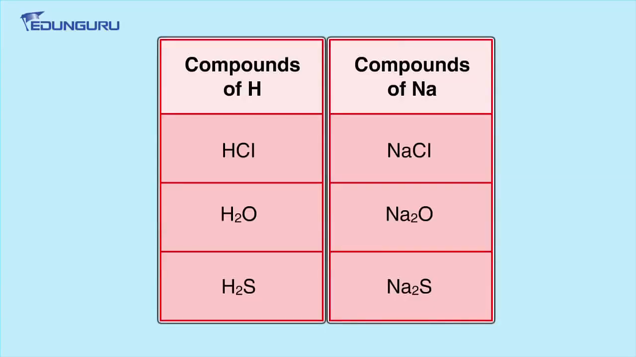For example, hydrogen forms HCl similar to NaCl, it forms H2O similar to Na2O, and it forms H2S similar to Na2S. On the other hand, hydrogen also behaves like the halogens because it forms molecules like halogens. Hydrogen forms hydrogen molecule with the formula H2. Chlorine forms chlorine molecule with the formula Cl2. Also, hydrogen, like halogen, forms covalent bonds during formation of compounds.